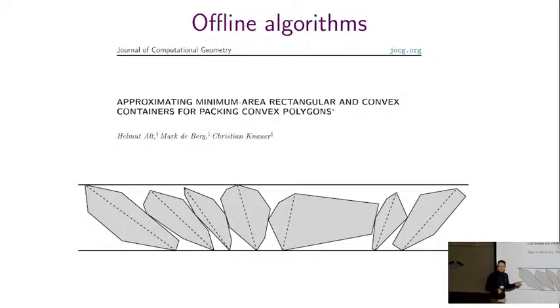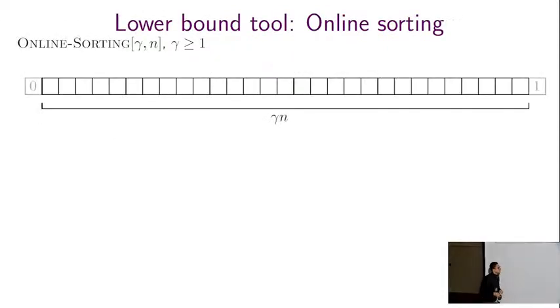The proof that there are no competitive algorithms for the online versions of the packing problems actually uses that it's impossible to maintain a sorted order like this when the pieces come online. You cannot do that. And to make that formal, we introduce a new online sorting problem.